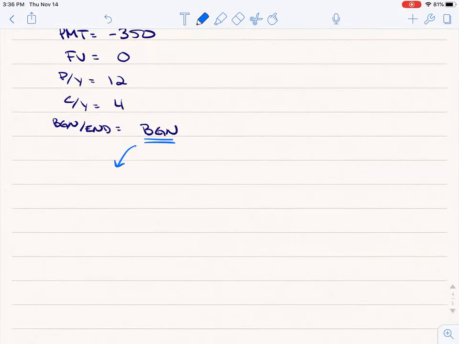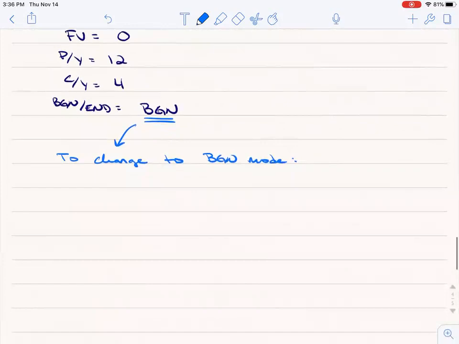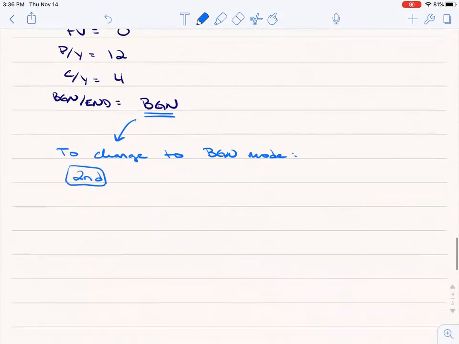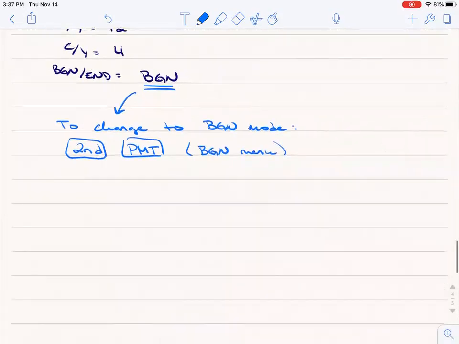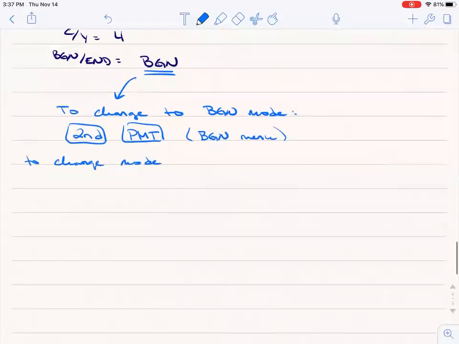So to change to Bgn mode, you're going to hit second and then payment. This is the Bgn menu. And then to change mode, hit second enter.